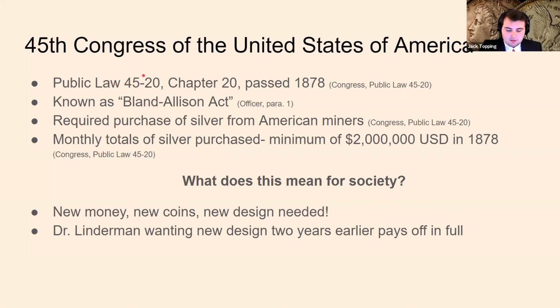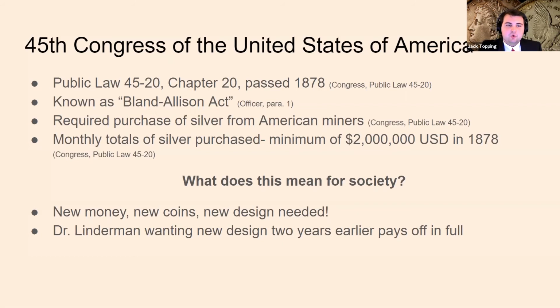This is known, in public, as the Bland-Allison Act. And many of you who took high school U.S. history may have heard this before. The Bland-Allison Act got its name from the congressman involved with the bill, Representative Richard Bland of Missouri, and Senator William Allison of Iowa. And this was passed in February of 1878. So you might be asking, what is so special about the Bland-Allison Act? What is so special about Public Law 4520?